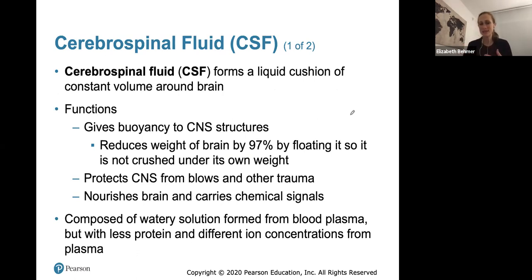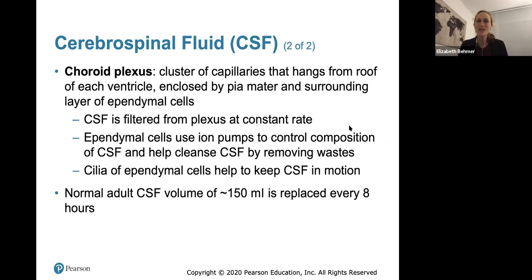It also protects the central nervous system from blows and other trauma because that layer of fluid acts as another protective barrier. It nourishes the brain. It carries chemical signals. It's mostly water that's formed from blood plasma, with less protein and different ion concentrations from that plasma. The choroid plexus is important because it's the cluster of capillaries within the brain that hang out from the roof of each ventricle.